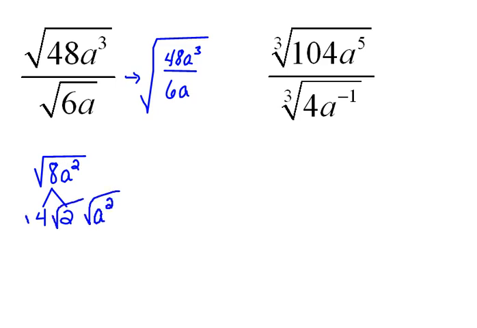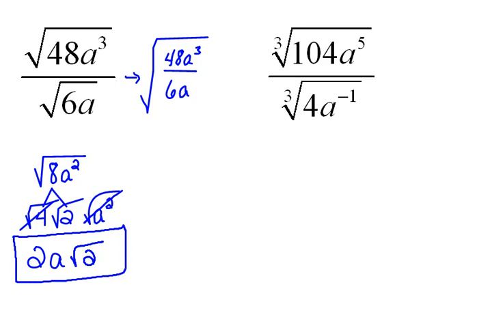Now we can take the root of each one of those. So the square root of 4 is 2. We know that. We can't do anything with the square root of 2, so we just leave it alone. And we can take the square root of a squared, as 2 goes into 2 one whole time. So that would be an a. And we would have to just leave the square root of 2 since we can't break that down any further. So that would be our simplified answer.